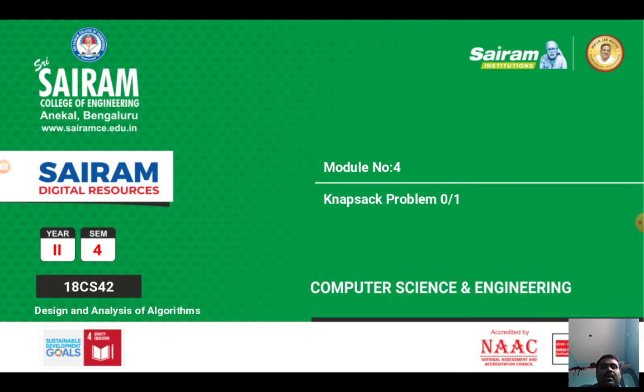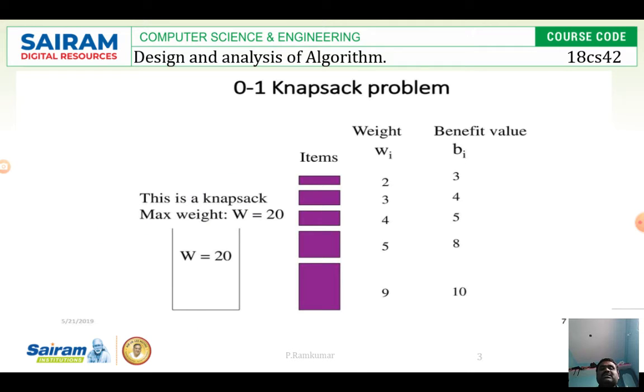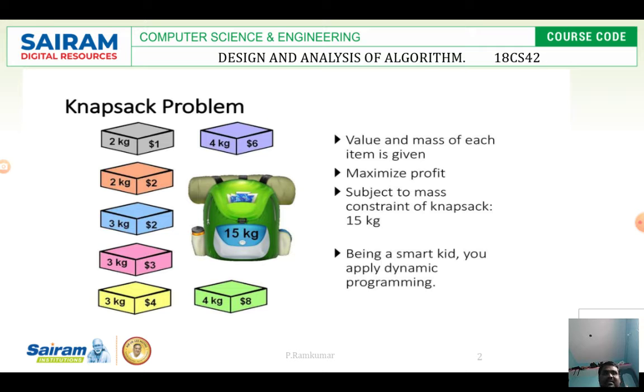Now, let us discuss what the knapsack problem is. The value and mass of each item is given. Here, one item is 2 kilogram, profit is 1. Another item is 2 kilogram with 2 rupees profit. Third, 2 kilogram, 2 rupees profit, 3 kilogram 3 rupees profit, again 3 kilogram 4 rupees as a profit, 4 kilogram 6 rupees as a profit, 4 kilogram 8 rupees as a profit.